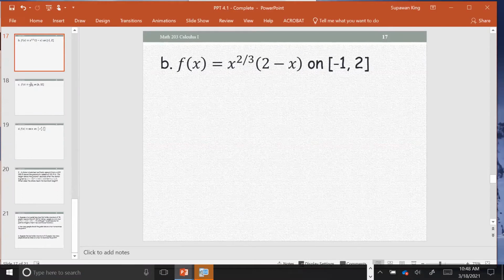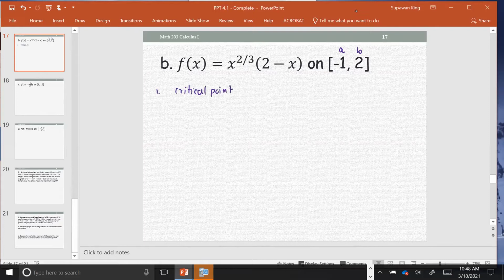Another function type, which is not the polynomial that we've been dealing with, which is the easiest case. So this one, the interval of interest is -1, 2. Point A is -1, point B is at 2. Step number 1, find the critical point.